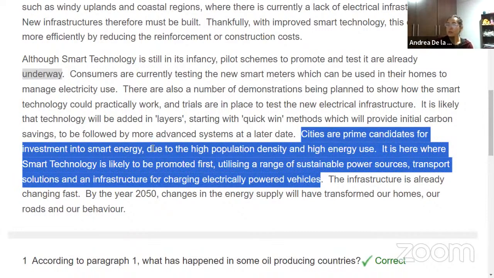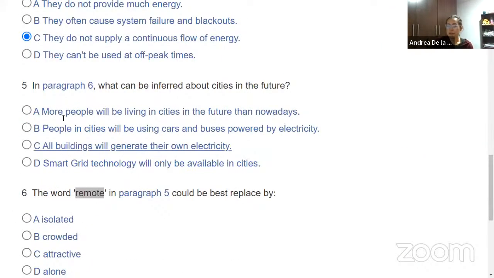Now we start looking at the options to see which one makes more sense. More people will be living in the cities in the future than nowadays. I mean, maybe, we don't know, but there's nothing that proves this point. There's nothing we can use as evidence. The only thing they said about cities related to this is that there's a high population density in cities, but nothing is said about how people will react to the implementation of smart technologies in cities. Nobody said anything about that, or the changes in population. So we don't have enough evidence.